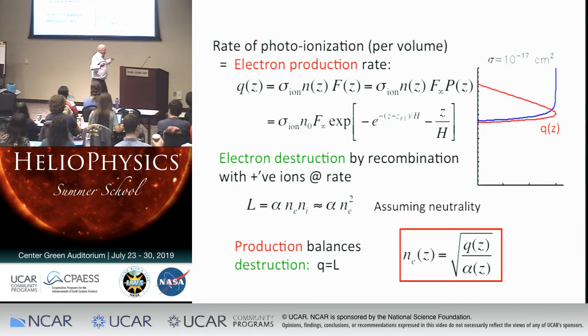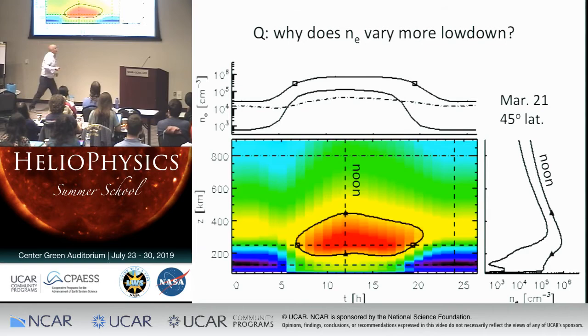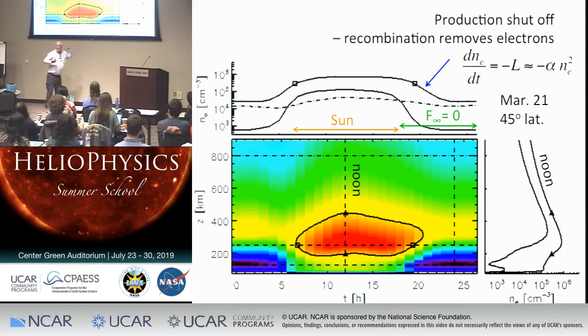And so when you go lower down, n squared is higher. In fact, let me say, I assumed equilibrium. In fact, in the nighttime, it's not in equilibrium because F is zero. There's no source term. But the sink term is this loss term, which is proportional to NE squared. So the time rate of change of NE is proportional to minus NE squared. If NE is large, this is a very big rate and you drop off fast. If it's small, it's a smaller rate and you drop off more gradually. Okay. So even that simplified picture really does give you this amount of knowledge.